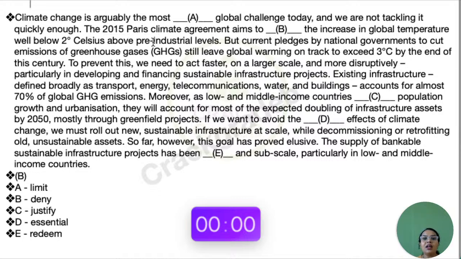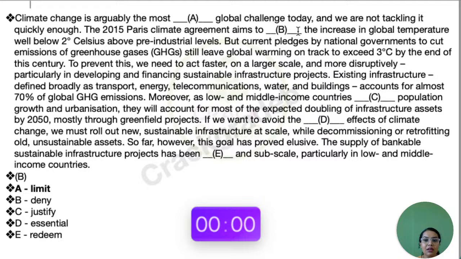Then the climate agreement aims to do something, and that is to limit the increase in global temperature. Very, very easy. We want to limit it. That's what we are doing. We also have a pre knowledge of this particular topic.